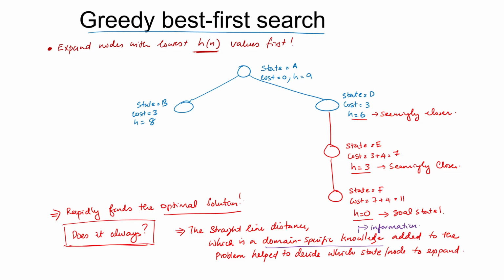Now, the greedy search, even though it appears to rapidly find the optimal solution, the critical question is, will it always find the optimal solution? We will talk about this in the next coming class.